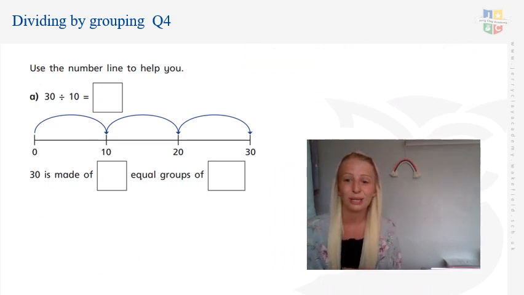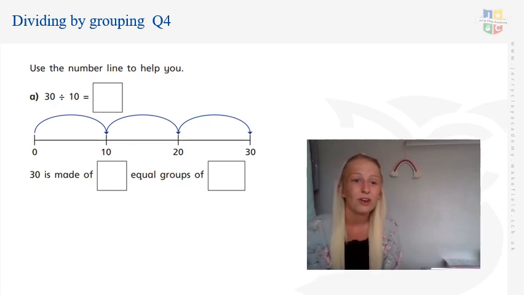Excellent, well done, Year 2. Now we're going to look at representing dividing into groups in a different way using a number line. So this is an example of question 4a that we're going to try together, and then you can have a go at question 4 by yourself. So we've got to use the number line to help you show 30 divided into 10.